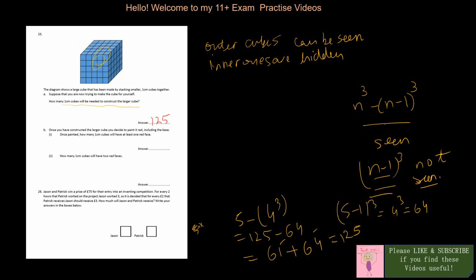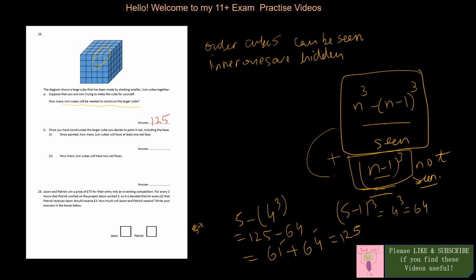So the one that can be seen is, I have written here, is this, and the ones that you cannot see, are hidden, is this. So it is this plus this. Okay, so seen plus unseen.